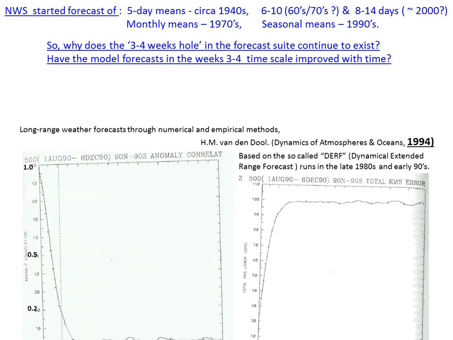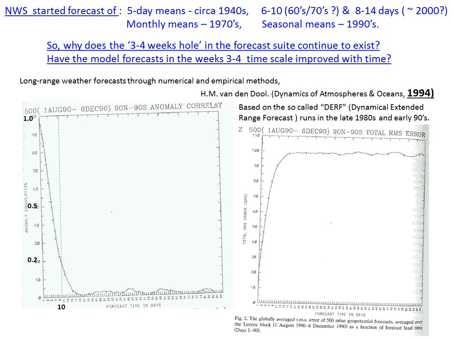Northern hemisphere geopotential height. The x-axis is the days, and the y-axis is the correlation on the left figure. You can see that by about day 10, the correlation is pretty useless, about 0.2 on the left. So the useful correlation is considered about 0.6 or higher. Even this is for individual days, how the various forecasts compare to the observation.